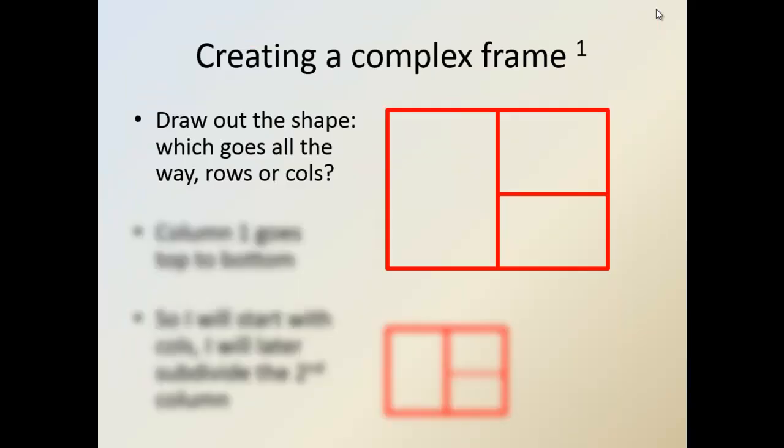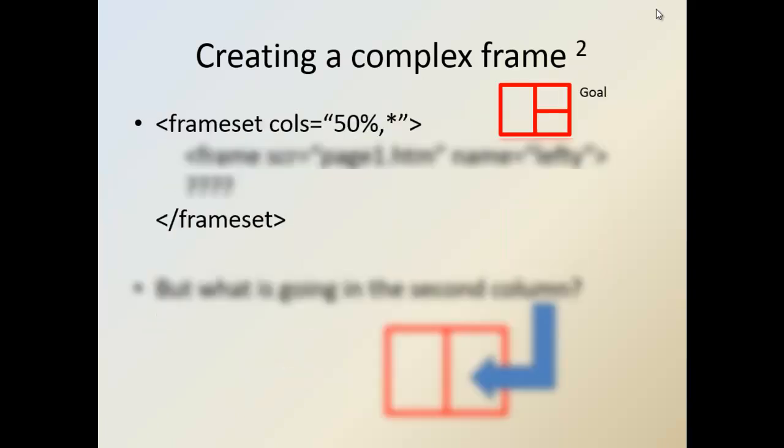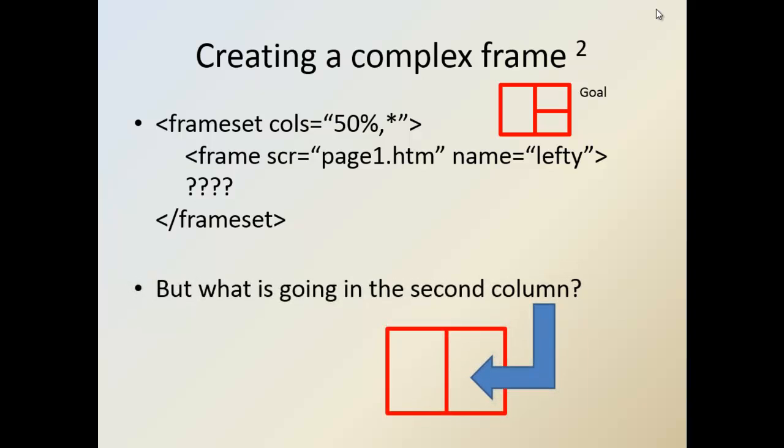Let's review the steps. Draw out the shape, which goes all the way, rows or columns. In this case, columns. So I'll start with cols, and then I will subdivide the second column later. So taking our goal, we start with frameset, cols equal 50%, comma, asterisk. Into the first hole, we add a frame with the source and the name. But what goes in that second space?